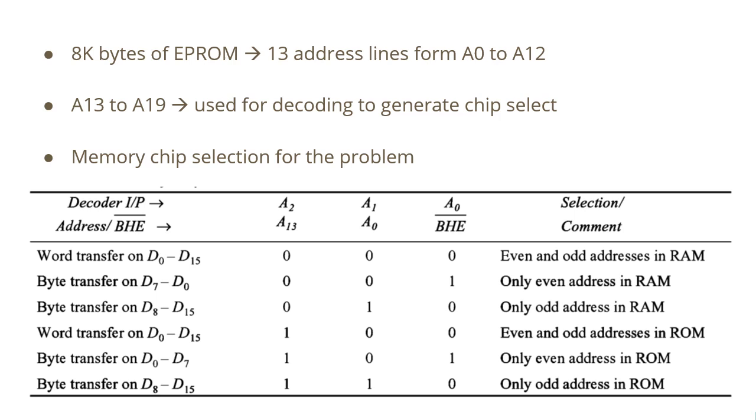Next, if we need to do a byte transfer on D8 to D15, it will be moved on to the odd address memory bank of the ROM. Again, because ROM has to be selected, the A13 bit is 1. Because it is the odd address memory bank that has to be selected, the A0 bit is 1 and BHE bar should be at 0.